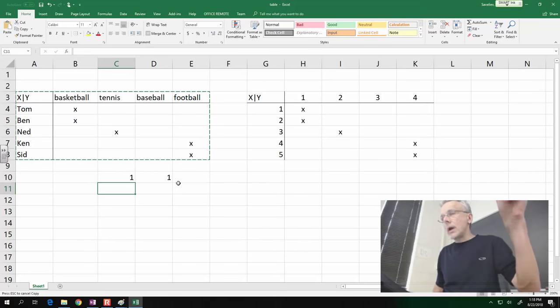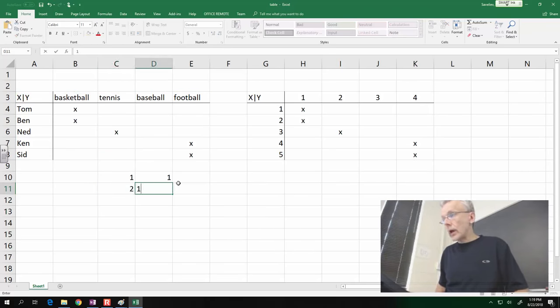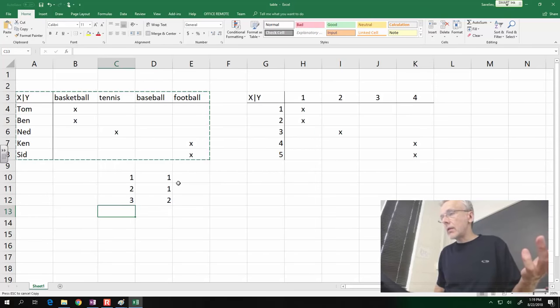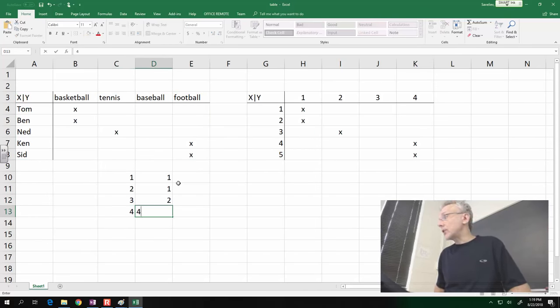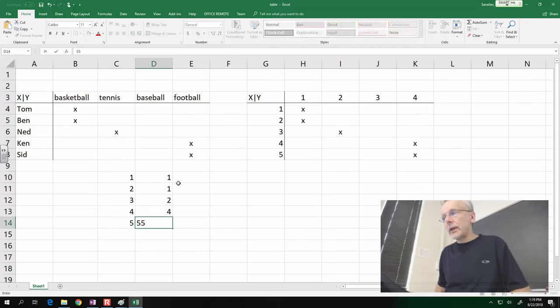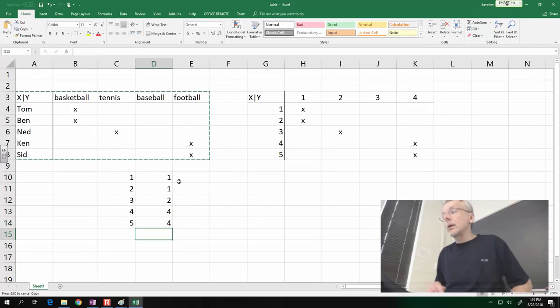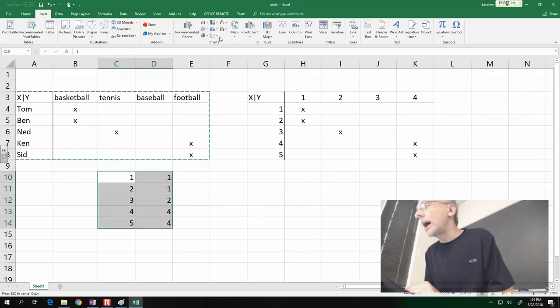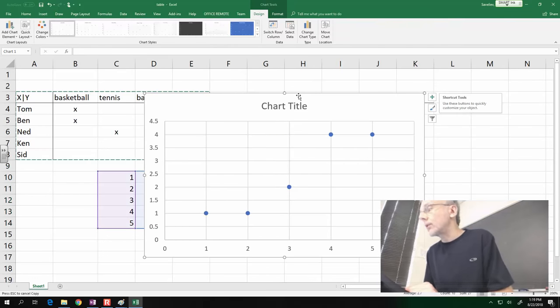Then 2 and 1, 2 and 1. Ben plays basketball too. Then number 3 is Ned. Number 3 plays 2, which is tennis. Okay, and then Ken, number 4, plays 4, which is football. And then 5, Sid plays also 4. Okay, so that's the shorter way to represent the same data, but the only point is that now I can actually make a plot of it as Excel allows us to do, like this.